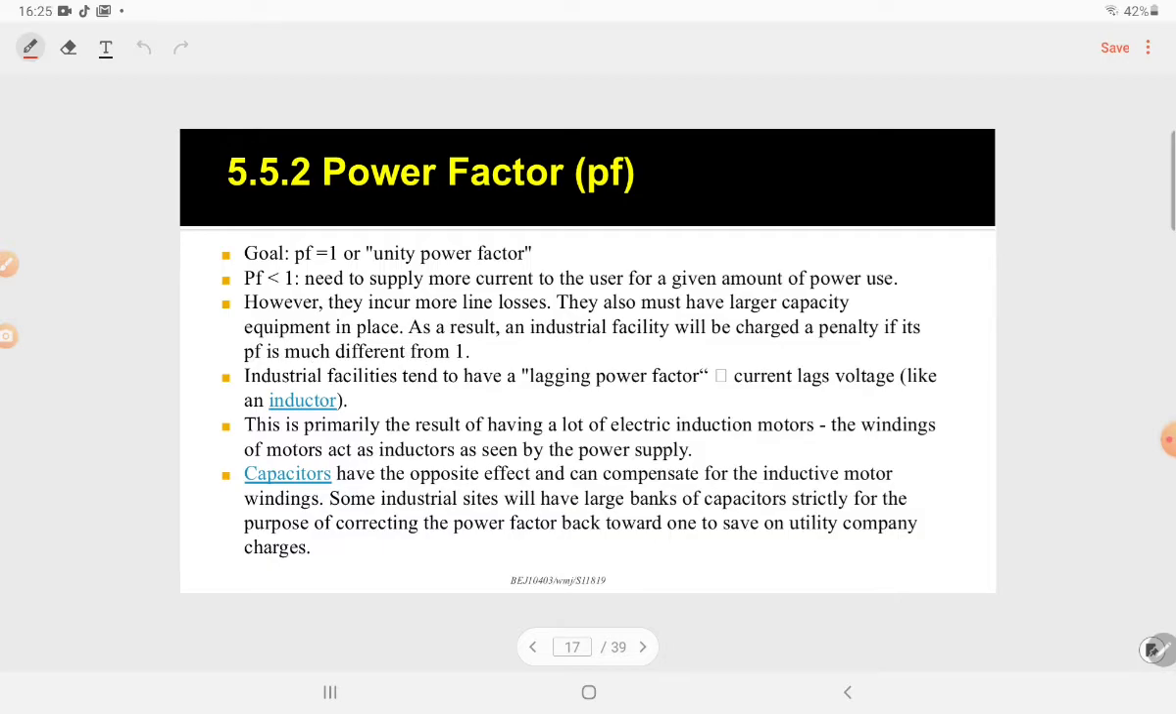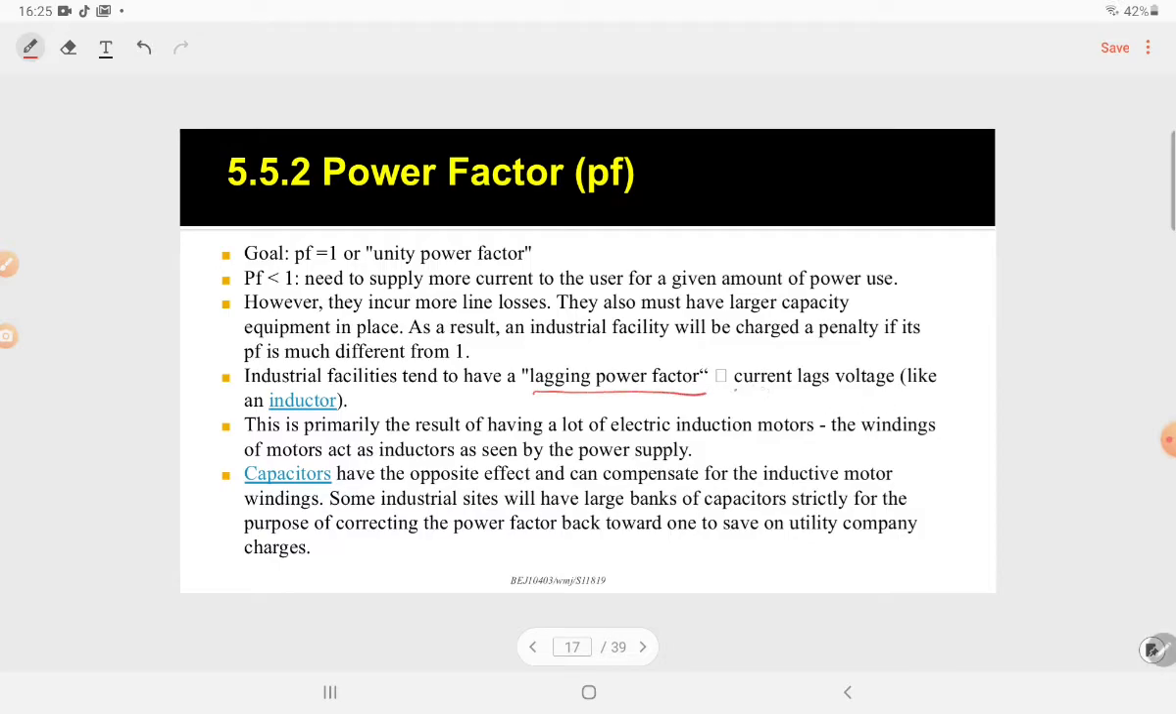right? So, because when the power factor is low, it uses large power, but the power is not real power, right? So we know that power absorbed by the reactive load is not useful power. Okay, the real power is actually power absorbed by the resistor. Okay, so industrial facilities tend to have a lagging power factor, like I said.